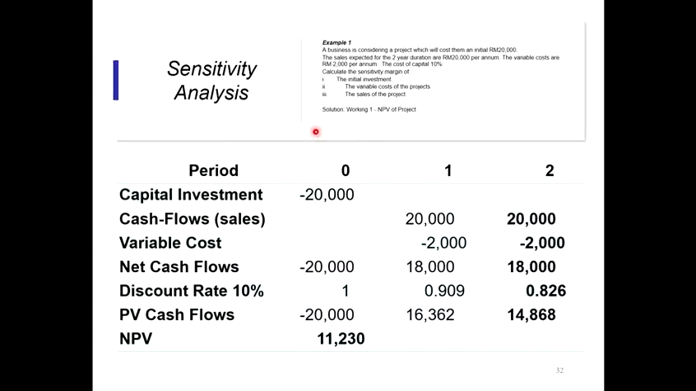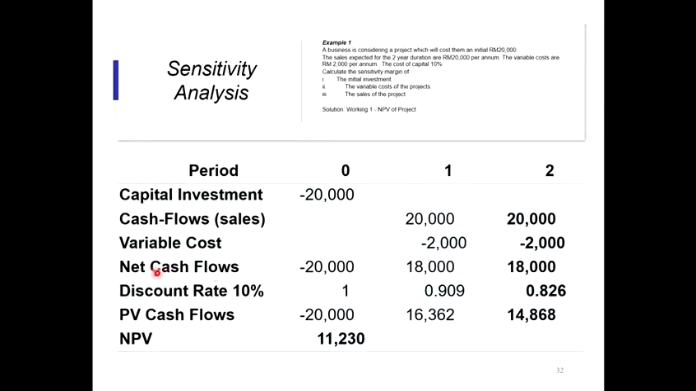Sekarang kita ada sales, dia bagi sales. So letaklah 20,000 dekat year 1, 20,000 dekat year 2. Next kita ada apa lagi? Dia bagi variable cost. So letaklah variable cost, dia kata dia incurred 2,000. Okay, so again dia cash outflow. So letaklah negative 2,000 dekat year 1, negative 2,000 dekat year 2.